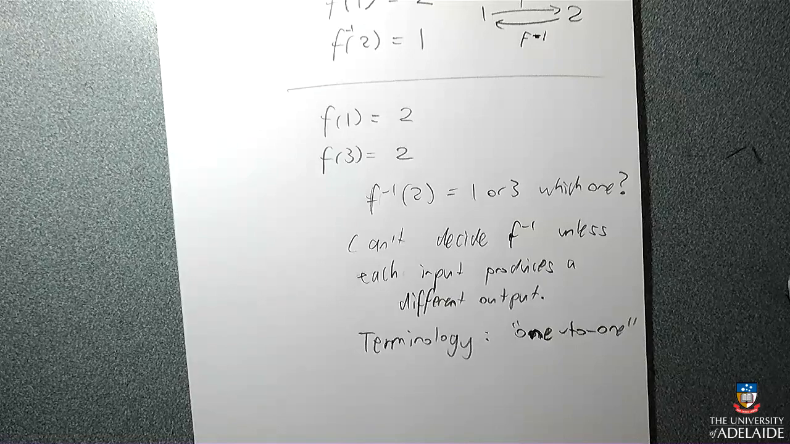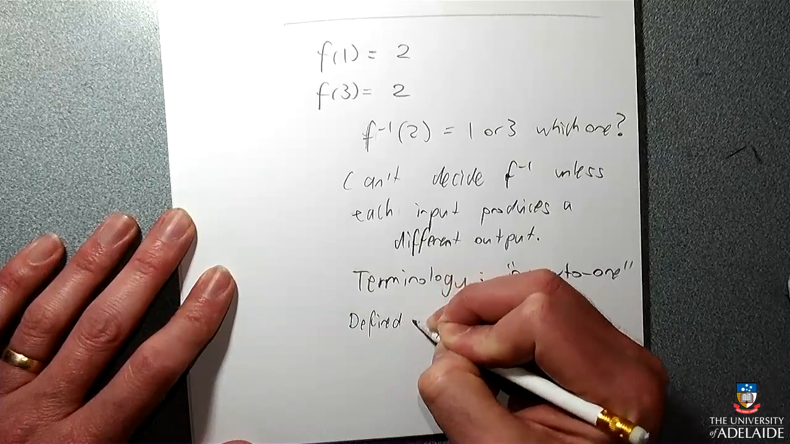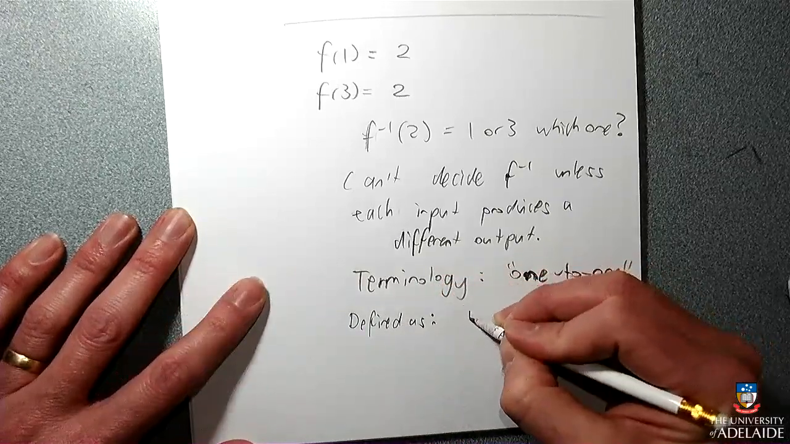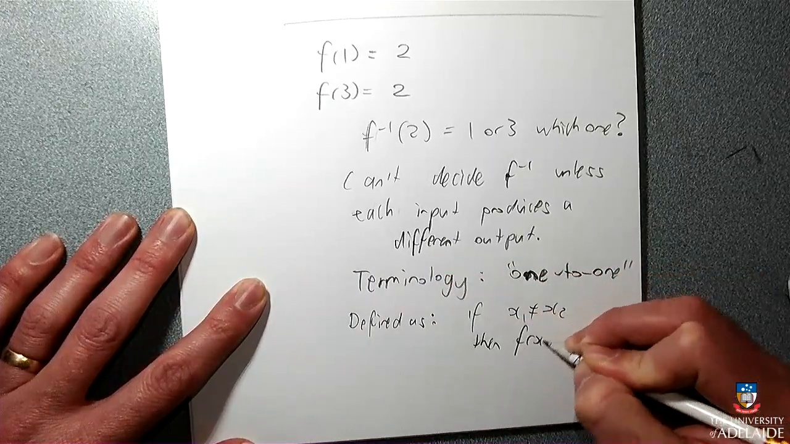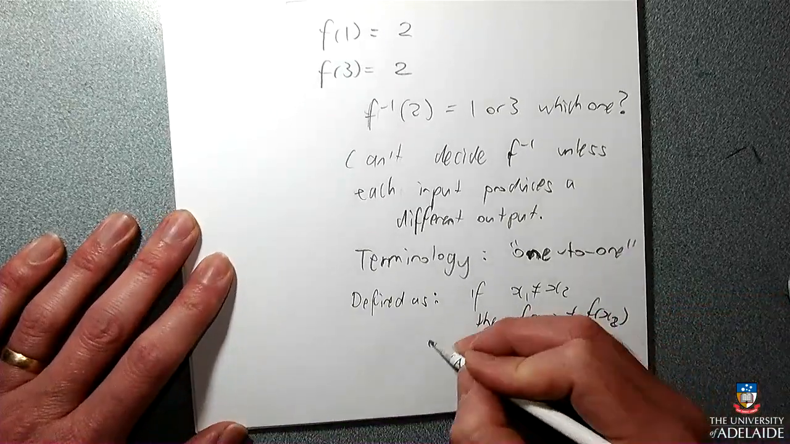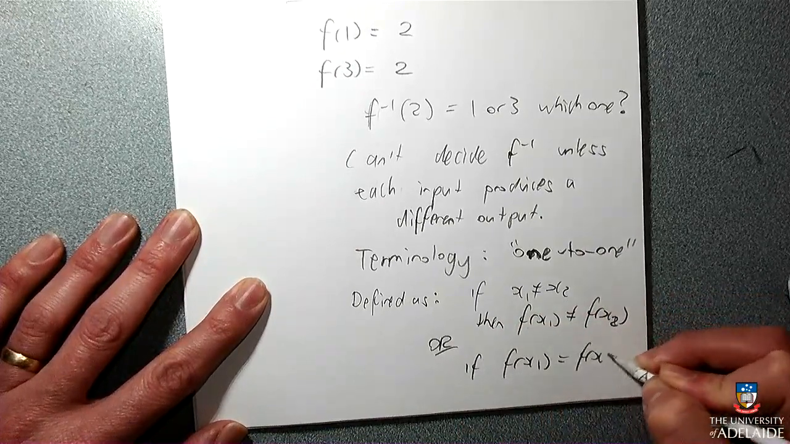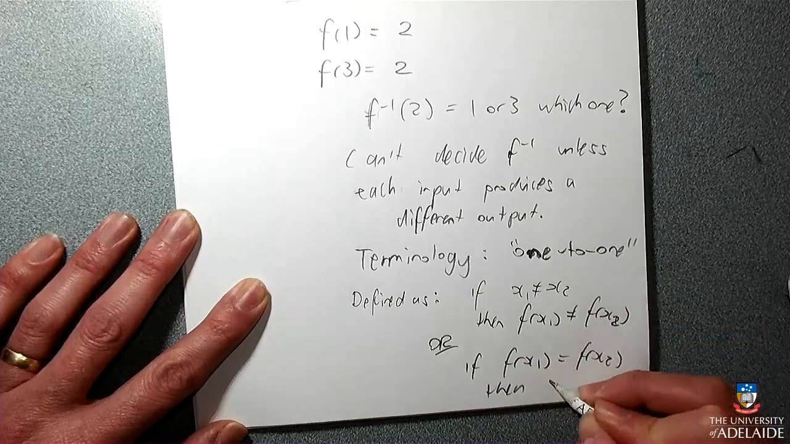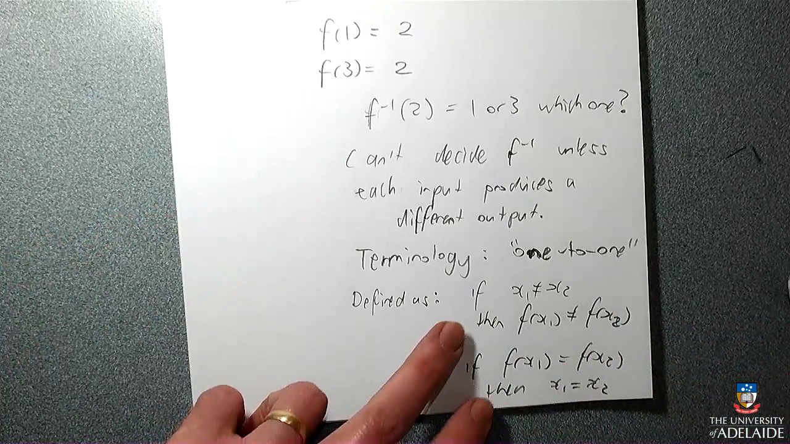I don't know how your lecturer defines it. There may be two definitions. One is that if you put in different inputs, you get different outputs. So it could be defined as: if x1 is not equal to x2, then f of x1 is not equal to f of x2. That's one way of doing it. Or it could be: if f of x1 is equal to f of x2, the only way to do that is for you to put the same input in. So these are two alternative ways of defining 1-to-1.